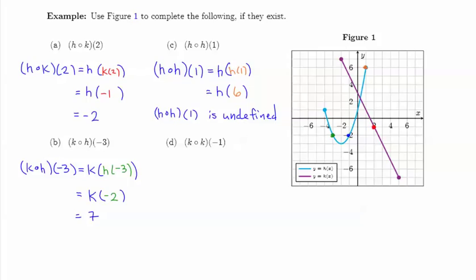As our last example, we'll look at k composed with k of -1. And similar to how we did the rest, that's then k of k of -1. And when we read that function, we'll see that at -1, the function value should be 5. So we're going to have k of 5. And as our last step, we'll then evaluate k at 5. Coming over to that graph, we can see that at 5, the value for k is -7.